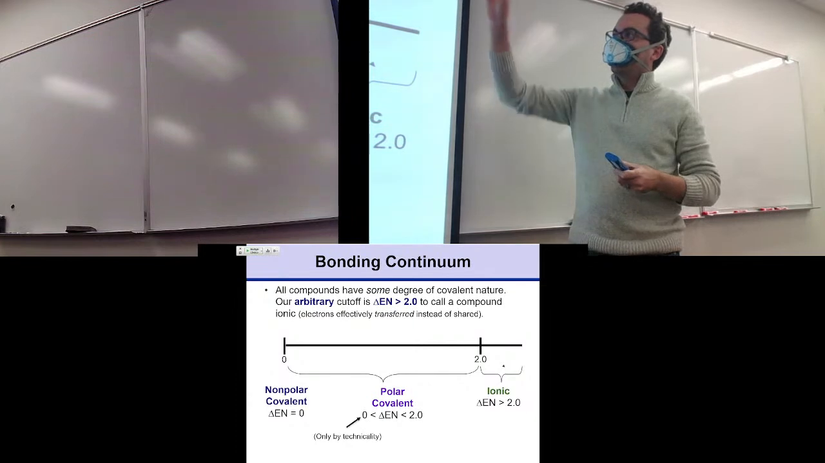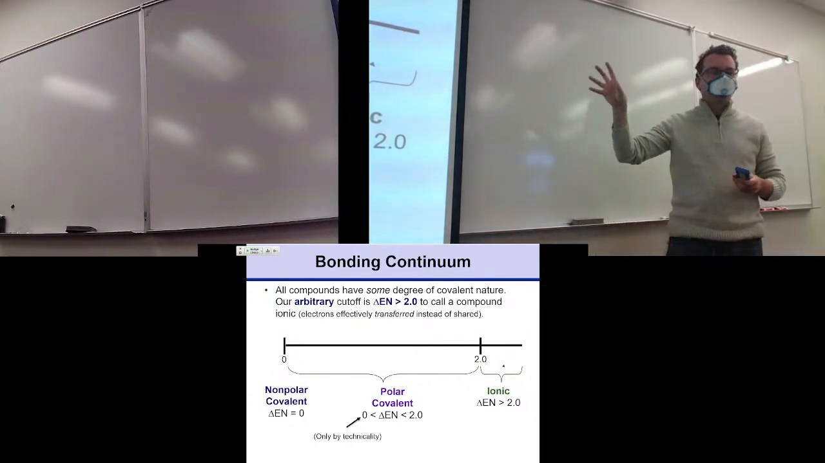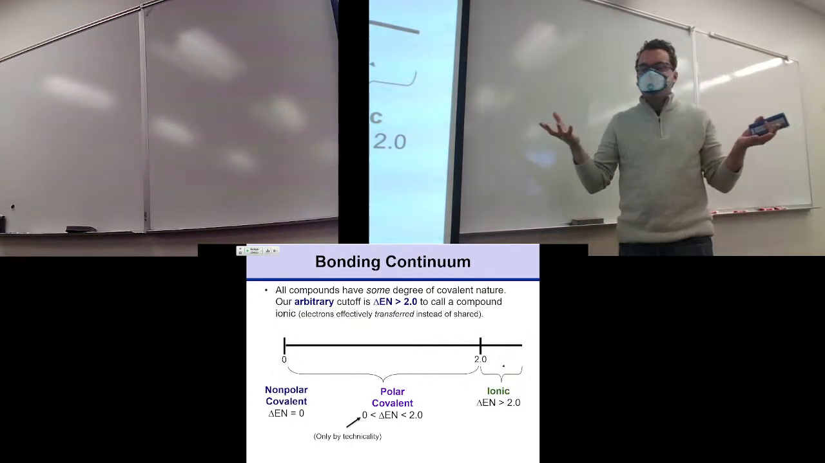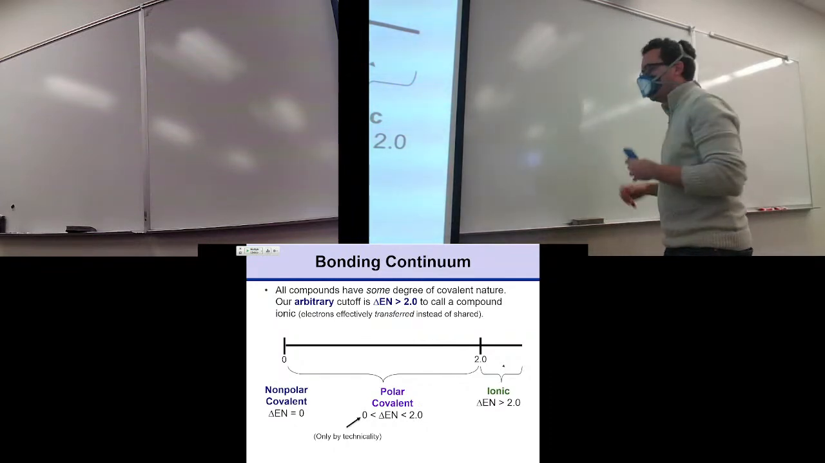There's other bonds like carbon and sulfur. Carbon is 2.5, sulfur is 2.5. They have 0 difference in electronegativity too. But there's plenty of kind of gray area bonds.